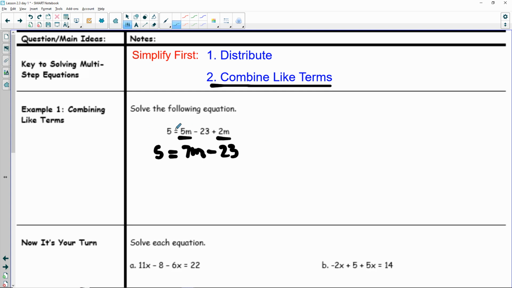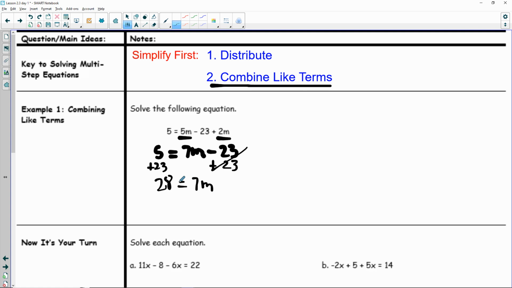Now that you've combined the like terms, what you have left is the 2-step problem. You look for addition or subtraction. There's a subtraction, so I do the opposite and add 23. And what I do to one side, I do to the other side. Those go away. Come down to 7m. 5 plus 23 is 28. Bring down the equal sign.